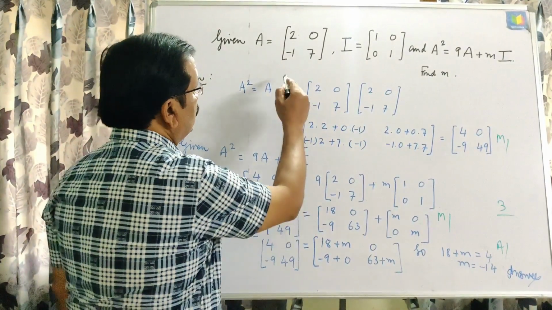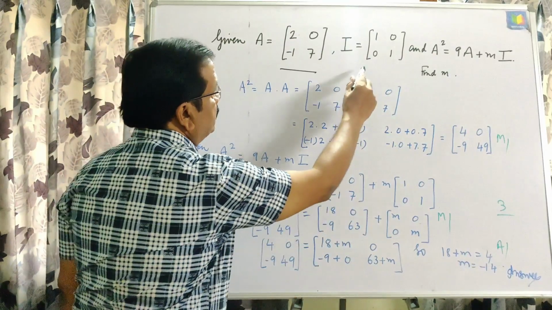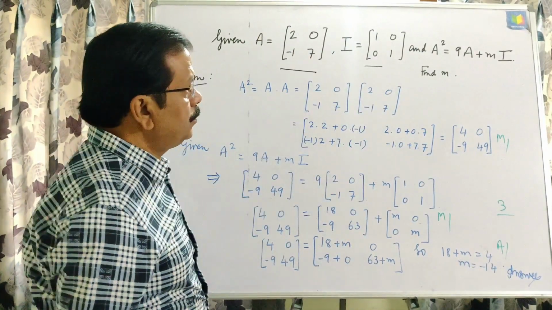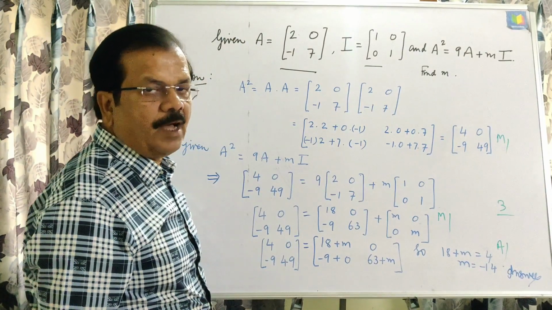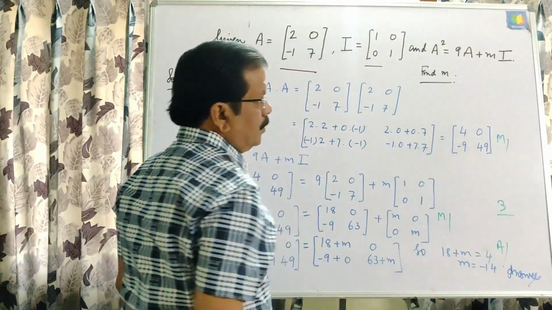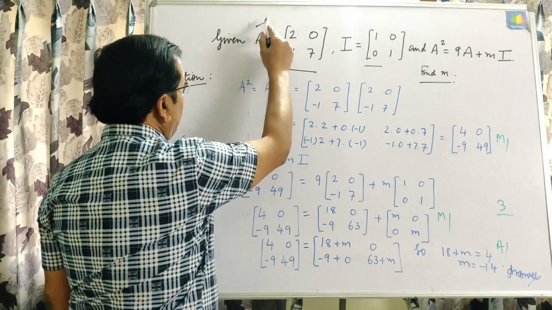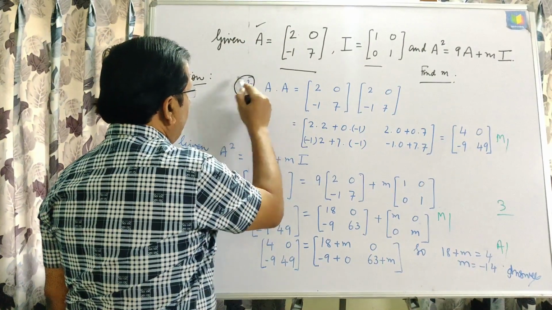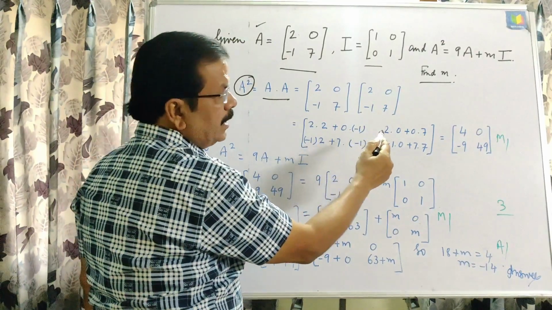Given A is equal to [2 0; -1 7], and I is the unit matrix of order 2, and A square is equal to 9A plus mI. Find the value of m. Okay, this is another type of question. First of all, we are given A, then we will find A square after multiplication. Again we will multiply in the same way.